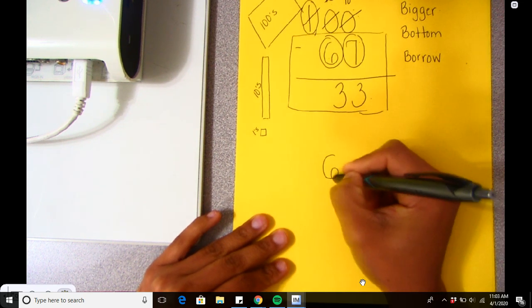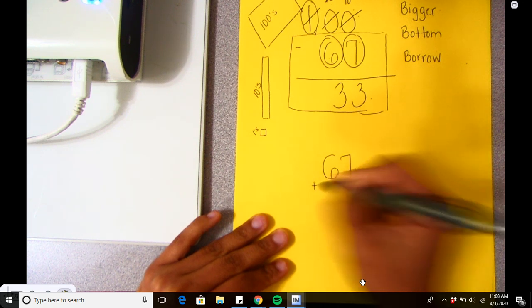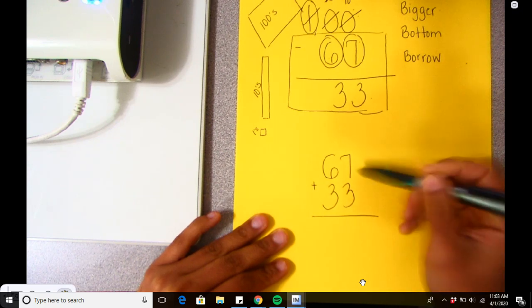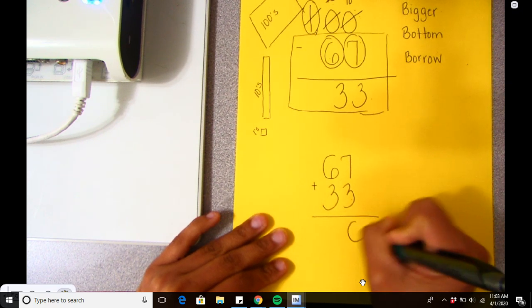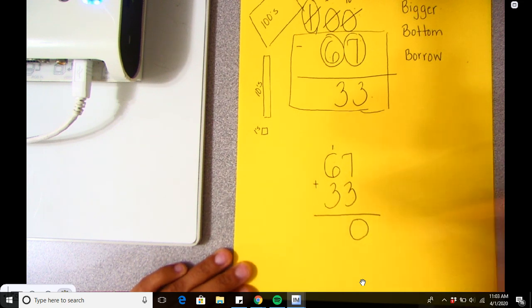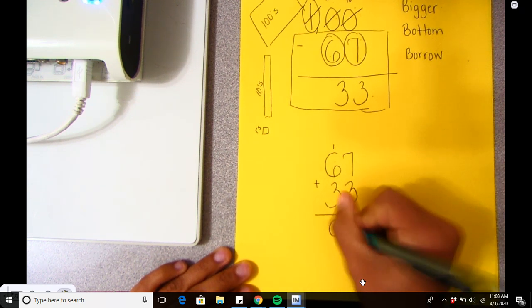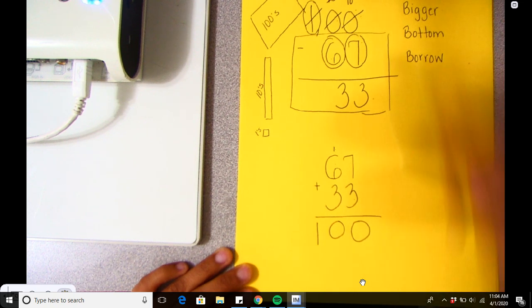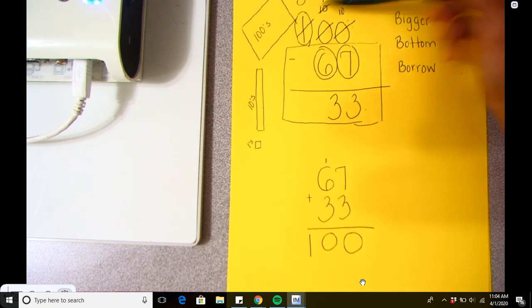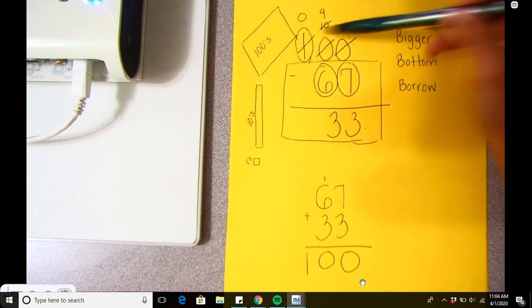So I'm going to do 67 plus 33. 7 plus 3 is 10. I carry over, and I get 6 plus 1 is 7, and 7 plus 3 again is 10. So yes, I have a match. 100 here, 100 here. Now, I used a smaller number that only went into the hundreds, and I used this one for practice because it had double zeros.